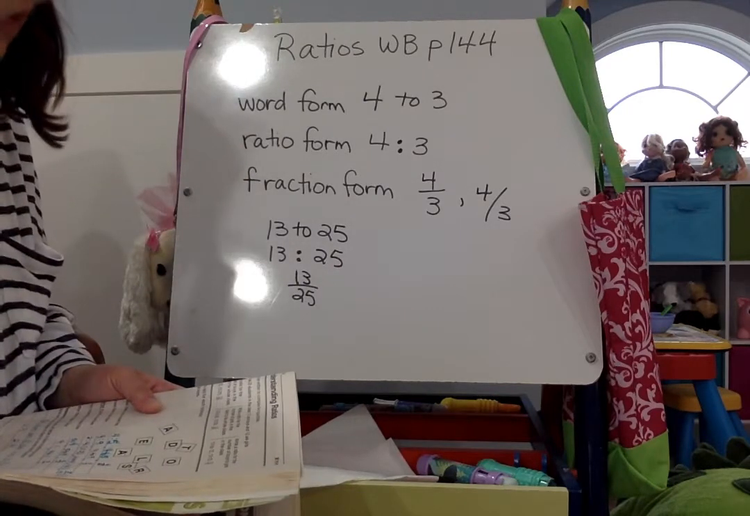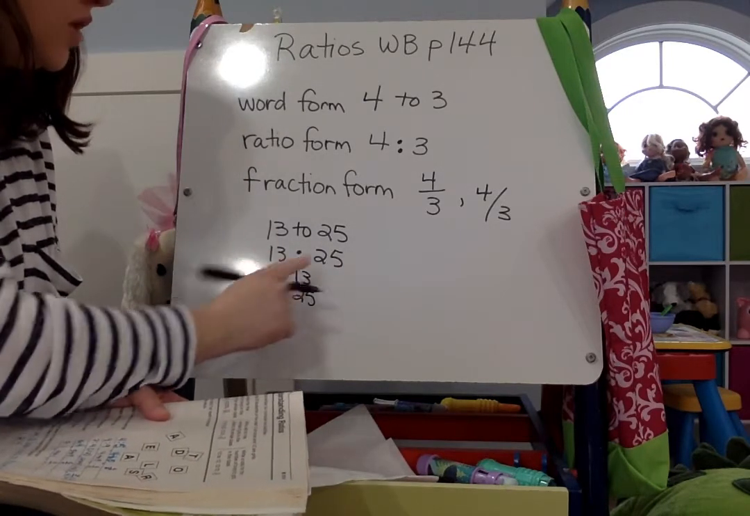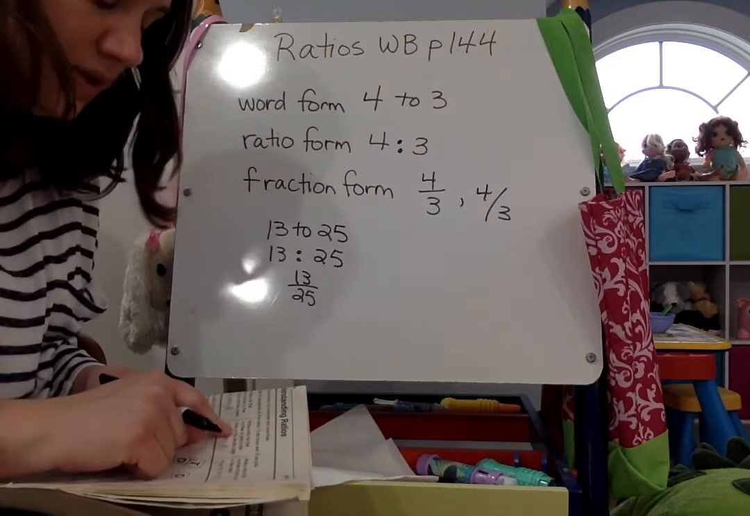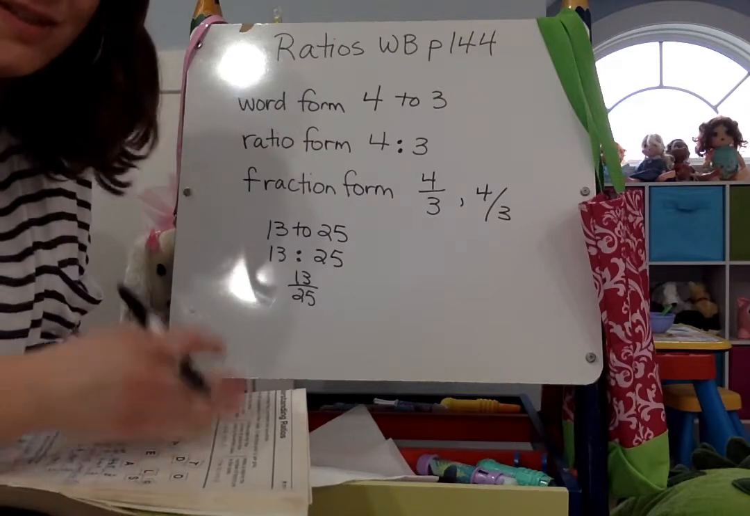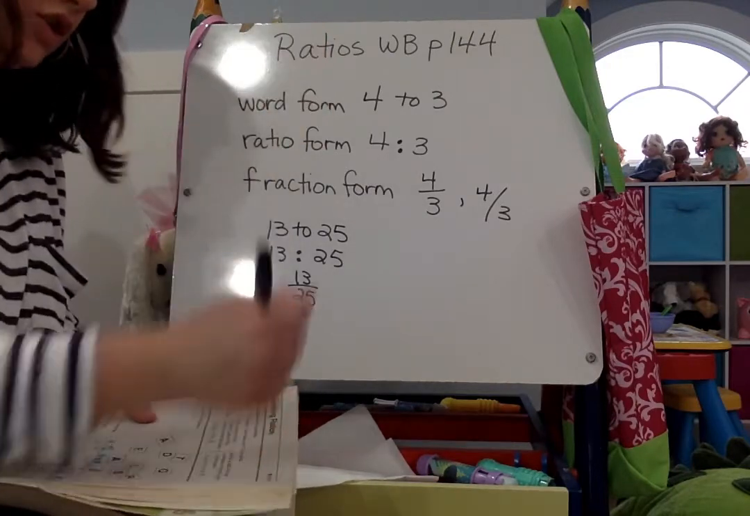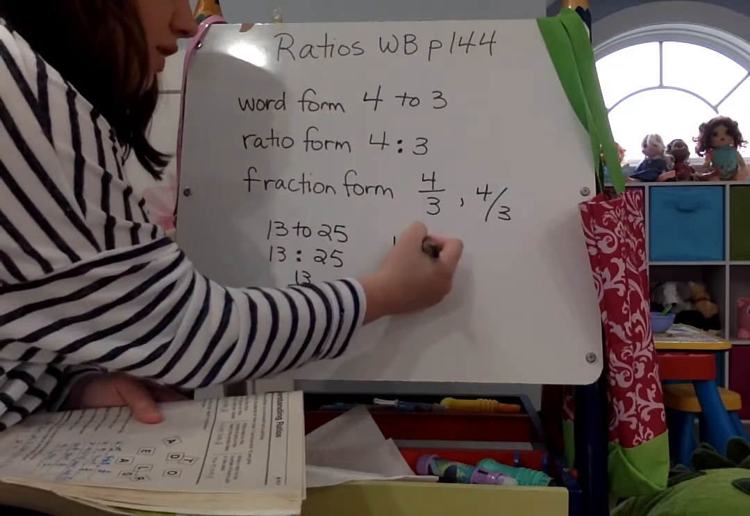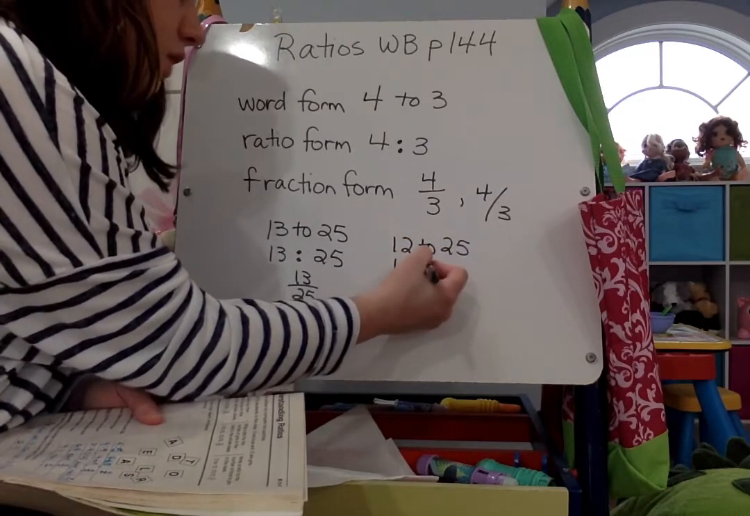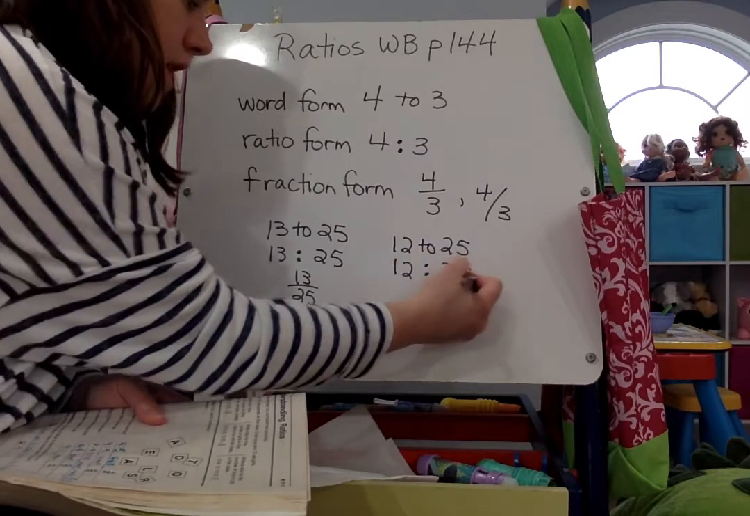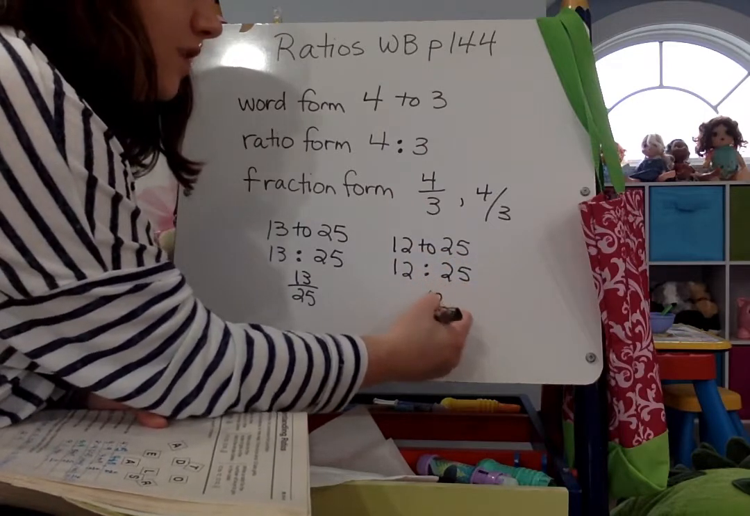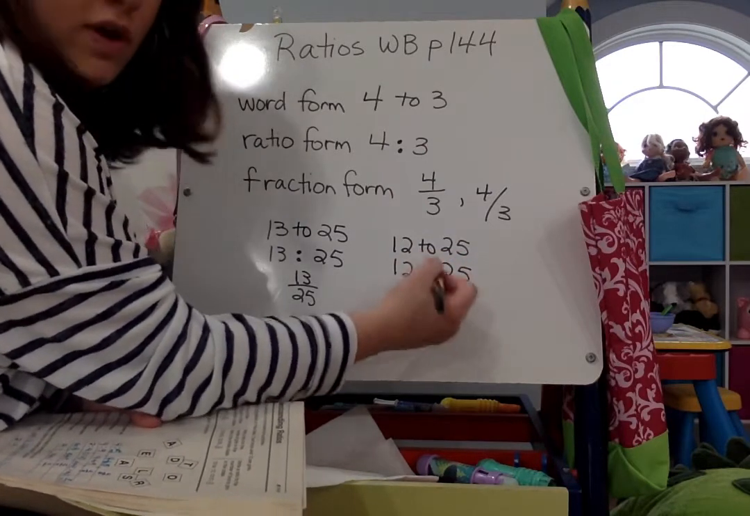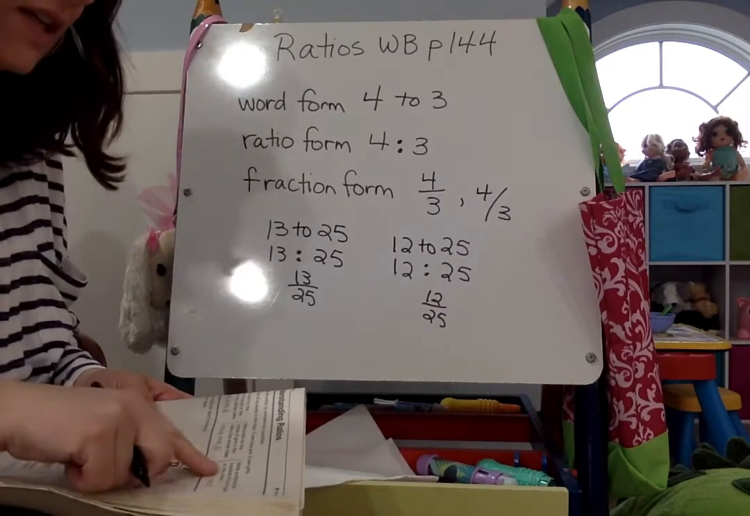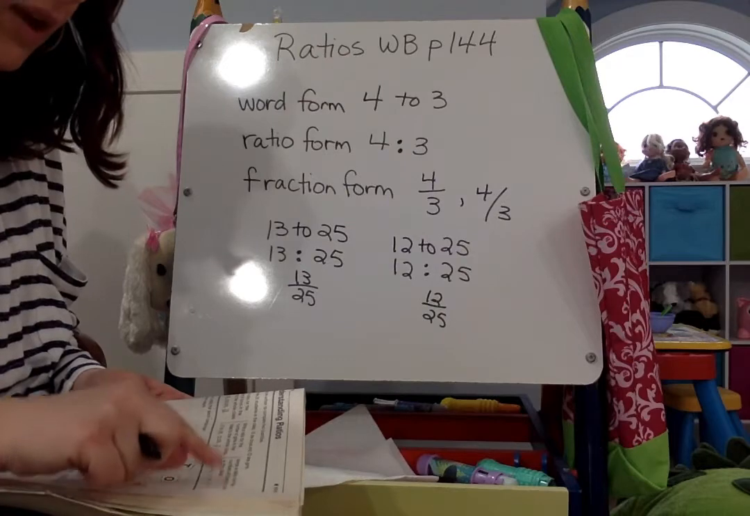Okay? Now I also want to show you the next example. It says write a ratio for the number of girls in the class to the whole class. We have to start with girls here, and there are 12 girls, so that would be 12 to 25, 12 colon 25, and then in fraction form 12 over 25, but we still read all of these as 12 to 25, okay? And then the last one says write a ratio for the number of boys to girls.